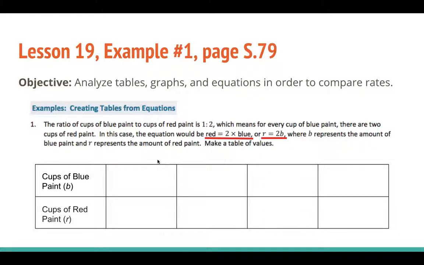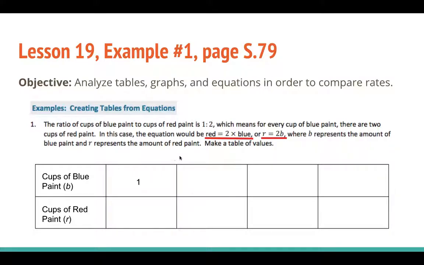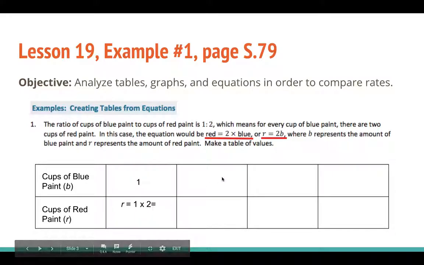So we know 2 things. We have cups of blue paint, which is represented by the letter B, and cups of red paint, which is represented by the letter R. We've been told that for every cup of blue, you're going to multiply by 2, and that will give us our red paint, which is 2. So for every 1 cup of blue, there are 2 cups of red paint. This is represented by the equation R equals 1 times 2, which is equal to 2.